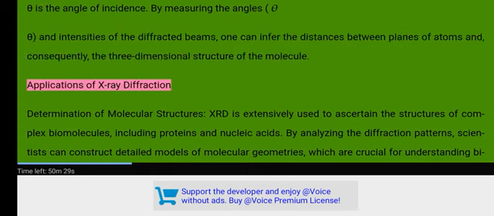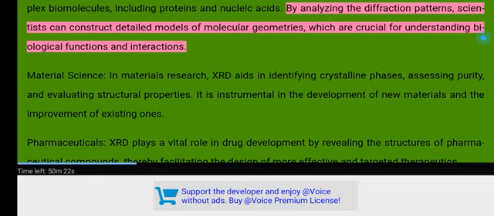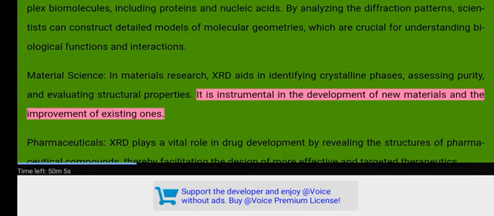Applications of X-ray diffraction. Determination of molecular structures. XRD is extensively used to ascertain the structures of complex biomolecules, including proteins and nucleic acids. By analyzing the diffraction patterns, scientists can construct detailed models of molecular geometries, which are crucial for understanding biological functions and interactions. Material science. In materials research, XRD aids in identifying crystalline phases, assessing purity, and evaluating structural properties. It is instrumental in the development of new materials and the improvement of existing ones.